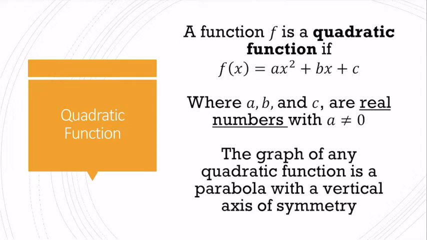So a function is a quadratic function, okay, yeah, this was right, if f of x equals ax squared plus bx plus c, where a, b, and c are real numbers and a doesn't equal 0. Because if a equals 0, then it wouldn't be a degree 2 equation, so it'd be a linear equation. It wouldn't be quadratic. The graph of a quadratic function is a parabola, and every parabola has a vertical axis of symmetry through its vertex, and we're going to talk about identifying vertexes today.